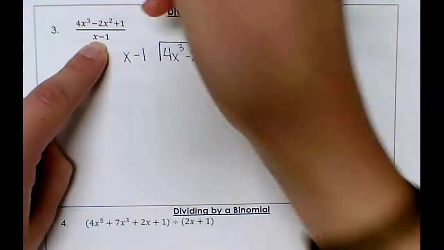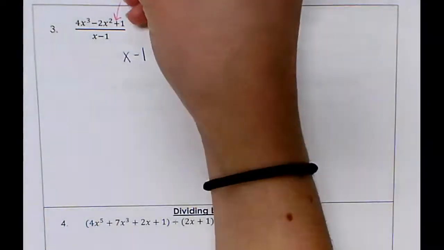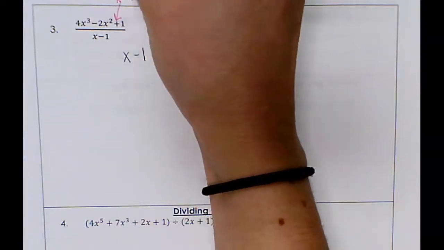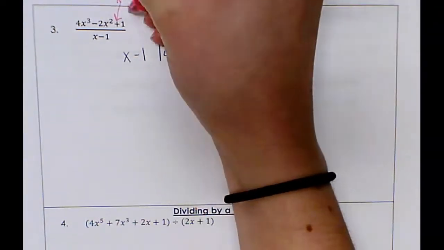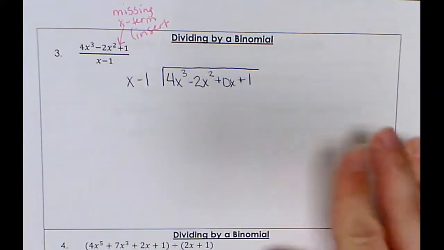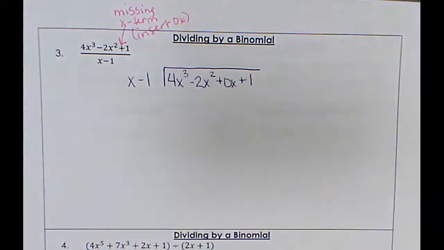So here you might want to put a little arrow, missing x term. Insert 0x. So in your notes you might want to have that little caption there.